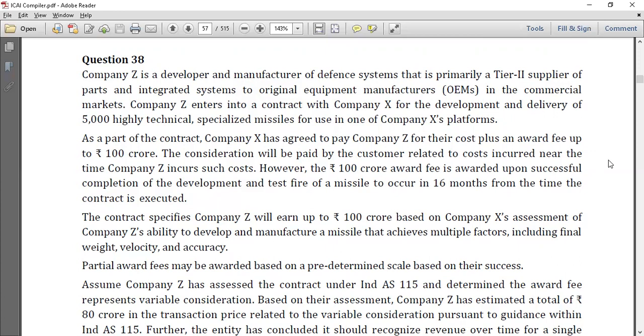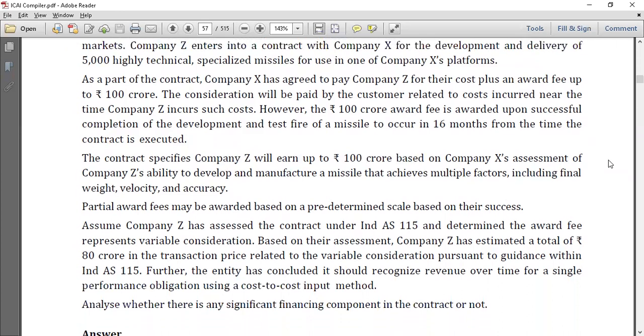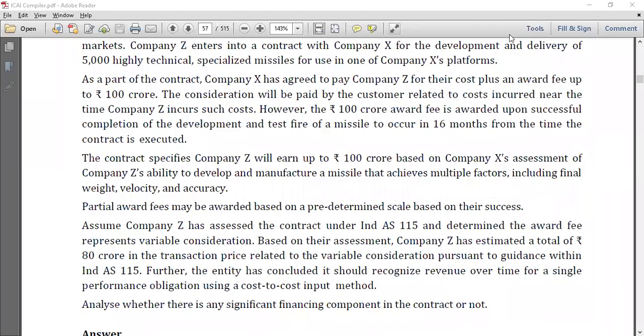Company Z enters into a contract with company X for the development and delivery of 5,000 highly technical specialized missiles for use in company X's platforms. Company Z is supplying missiles to the OEM, and the OEM is giving the cost of 100 crores, also award fees upon the successful completion of the development and test fire of the missile within 16 months. Here the award fees are also 100 crores.